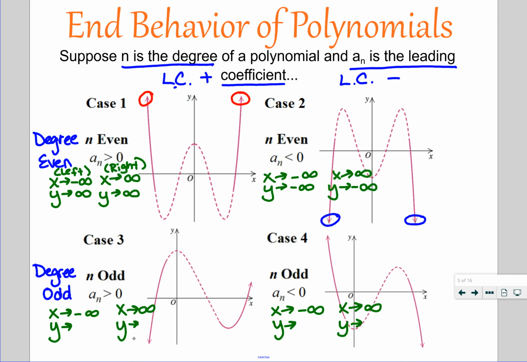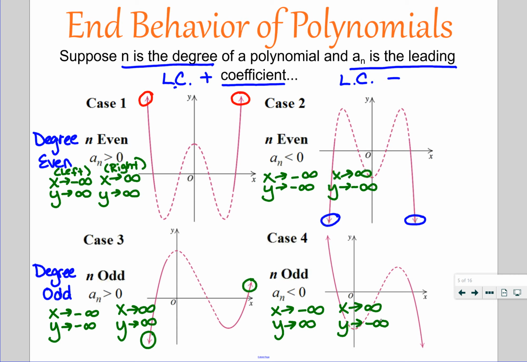In case 3, on the left side, my end is going down. So as x approaches negative infinity, again, that means on the left, my y approaches negative infinity. On the left, it goes down, is what that tells us. As x approaches positive infinity, that means on the right, my y also approaches positive infinity. It goes up. And then finally, case 4, on the left, it goes up. It approaches positive infinity. And on the right, it goes down, approaches negative infinity.